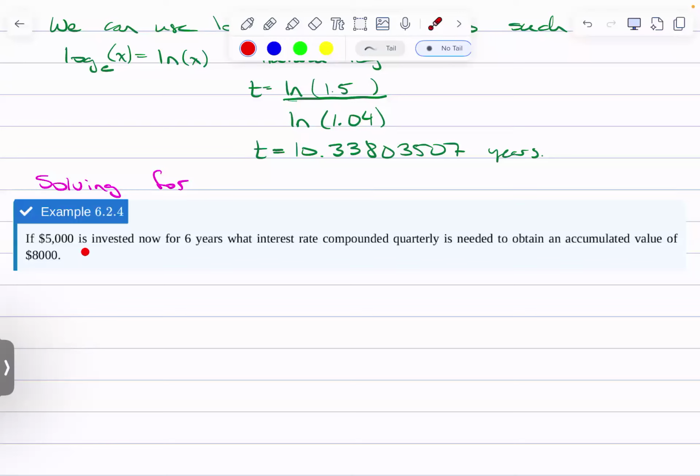If $5,000 is invested now for 6 years, what interest rate compounded quarterly is needed to obtain an accumulated value of $8,000? Solving for what interest rate? Solving for R.